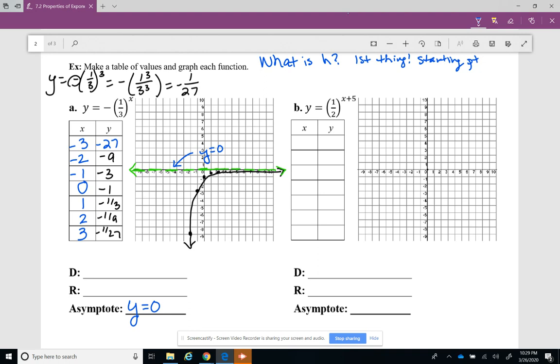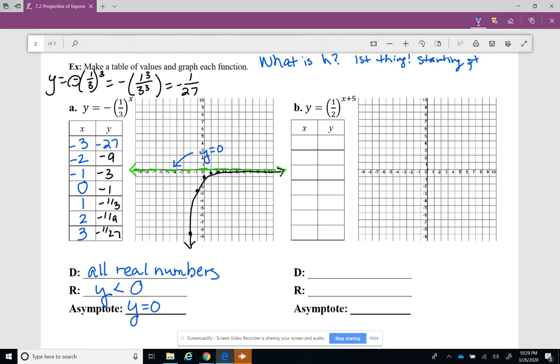Now, if you remember from yesterday, the range is going to use that y and 0. You just have to go up to the y, and tell me, are those numbers right there greater than or less than 0? They're all less than 0, so you put the less than sign. Now, if you remember from yesterday, the domain of an exponential function is all real numbers.